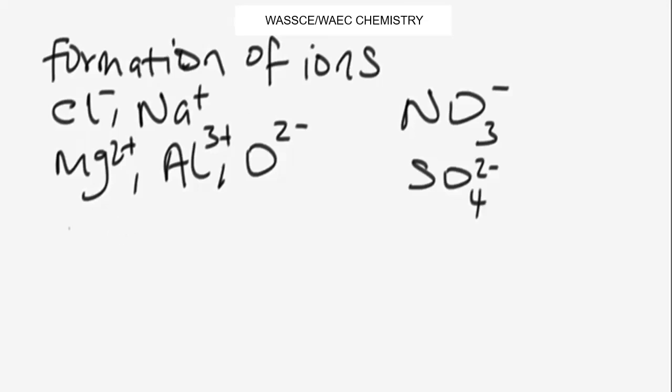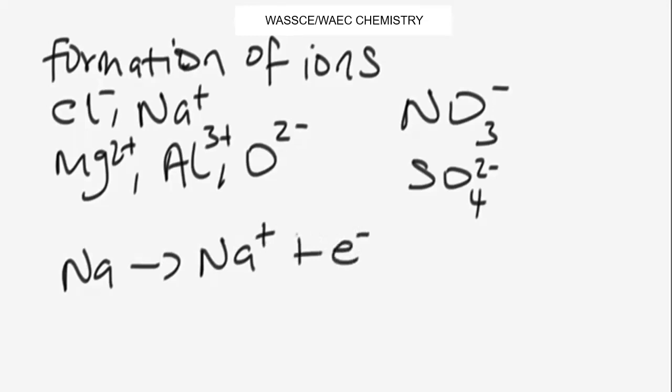Now note that when metals form ions, they lose electrons from their outer shell to form positive ions. For instance, a sodium atom is in group 1, so it loses 1 electron to form a sodium ion with the same electronic structure as neon. Okay, so basically what will happen is that the sodium atom loses an electron to form a sodium ion. So this is a single charged ion. So they lose 1 electron to form a single charged ion.